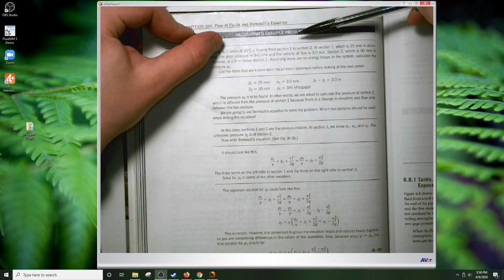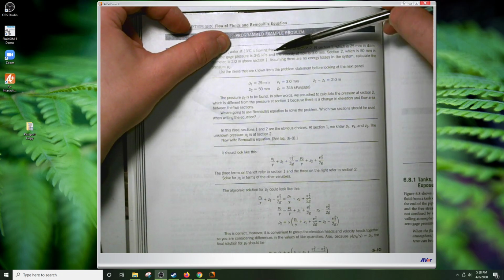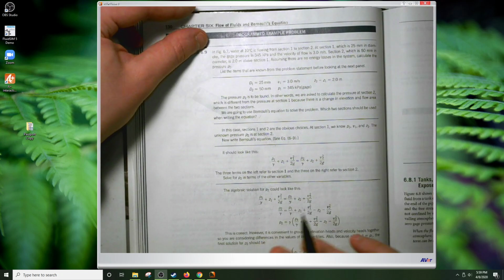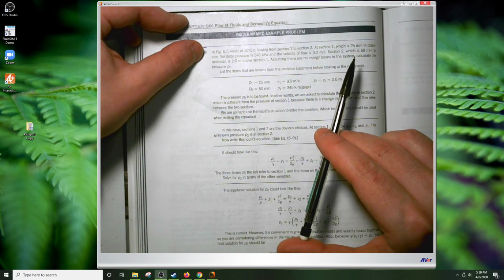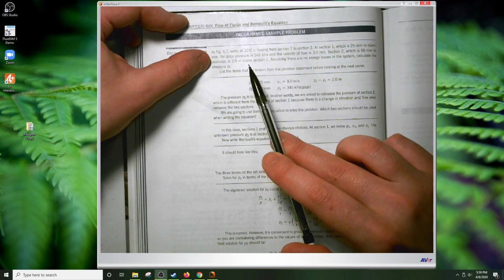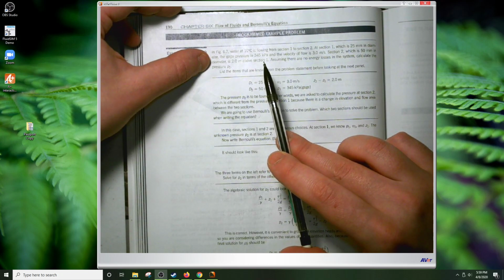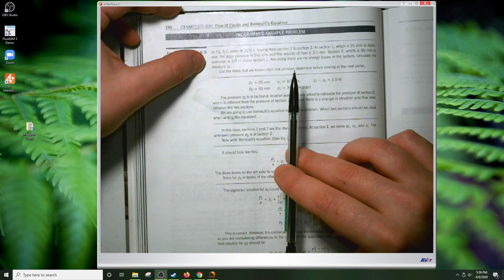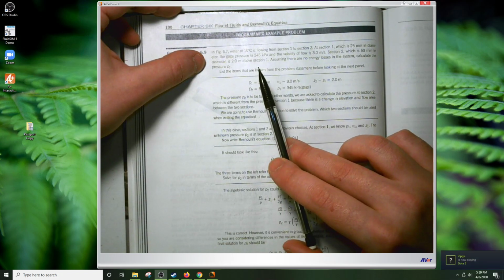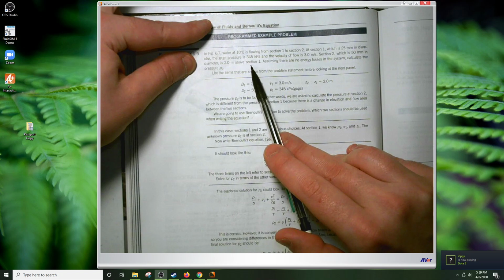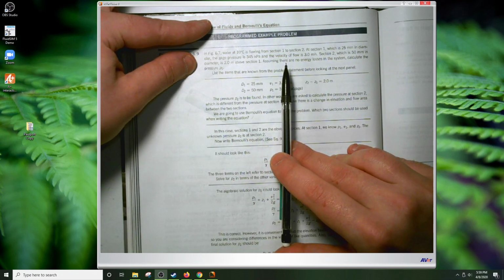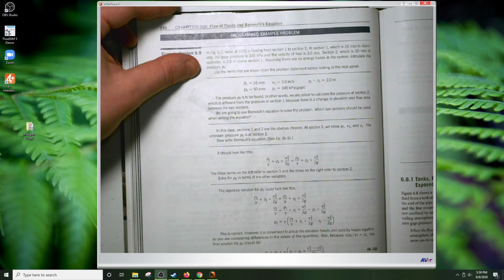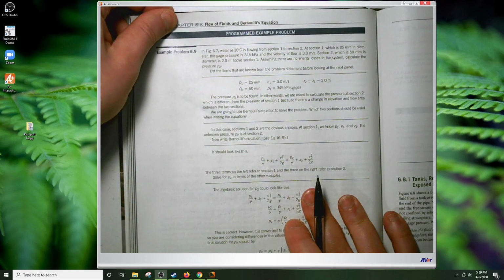So we're going to use that figure I just showed there. Water is at 10 degrees Celsius. It's flowing from section 1 to section 2, so it's flowing upward, which is 25 millimeters in diameter. The gauge pressure is 345 kilopascals, and the velocity of flow is 3 meters per second. At section 2 of the pipe, which is 50 millimeters in diameter, is 2 meters above section 1, so there's our z height right there. And we're going to assume there's no energy loss in the system, so we're going to calculate pressure 2. So we want pressure 2.